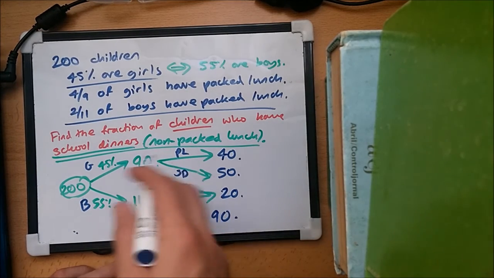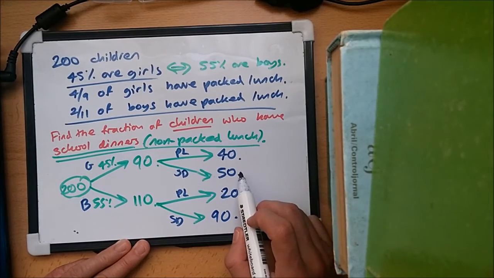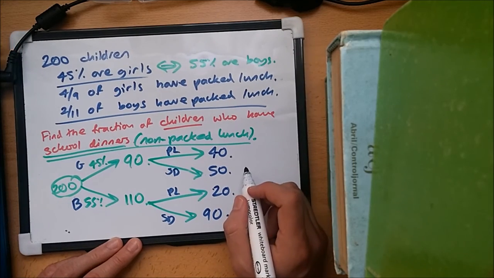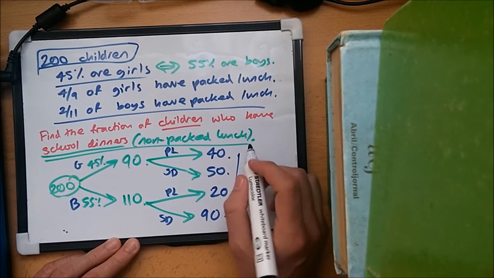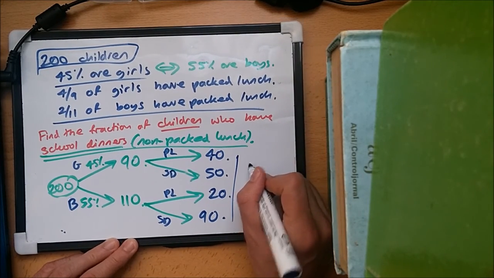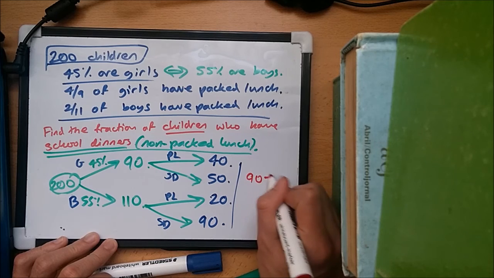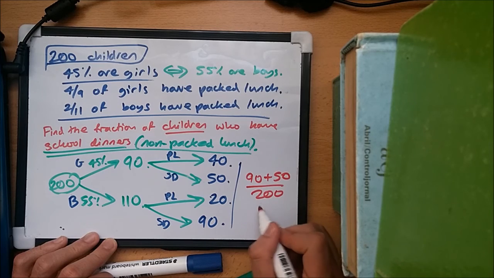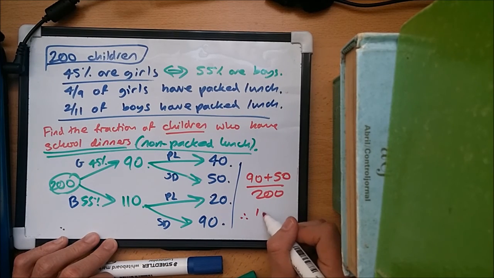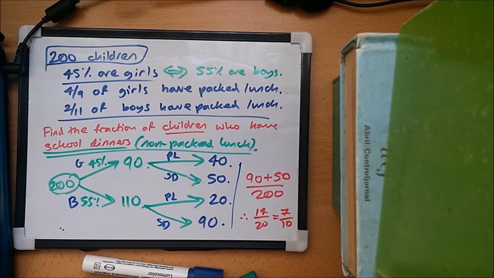And there we have it. Now we can finally obtain the fraction of children, meaning boys and girls, who have school dinners. We know 50 girls have school dinners and 90 boys. And the total amount is 200. So our solution is 90 plus 50 over 200. 90 plus 50 is 140. 140 over 200 in a calculator gives 14 over 20, which is 7 over 10. And that's it. The solution is 7 tenths. Thanks, guys. Hope this helped.